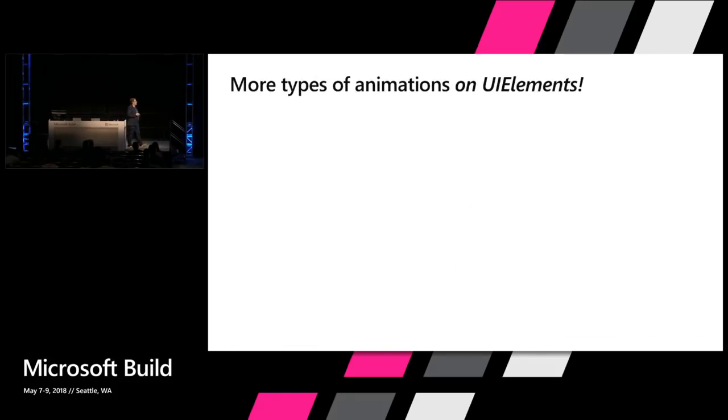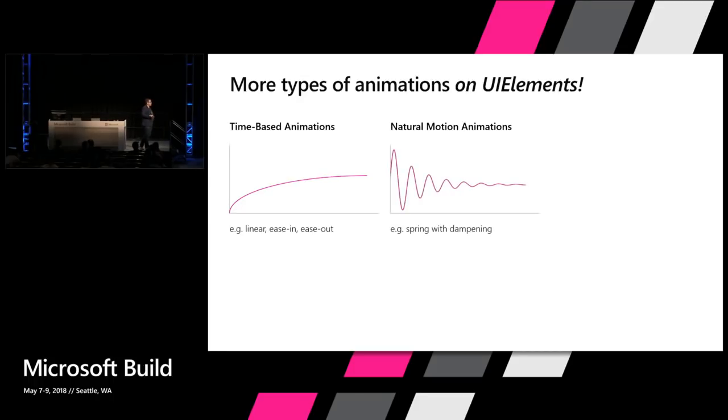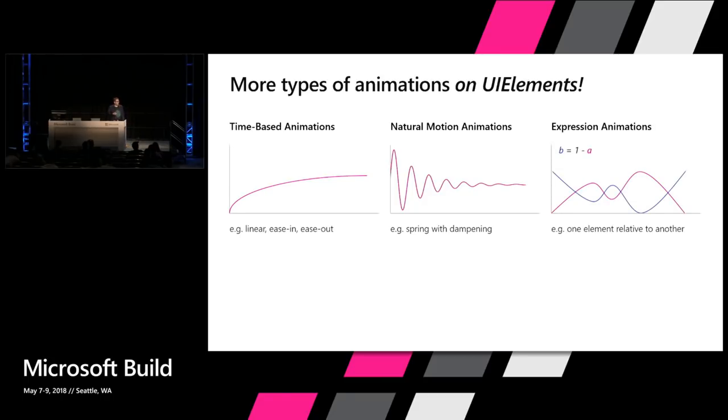But we're also supporting a lot more types of animations on UIElements. For a long time, you've been able to do time-based animations in XAML. Think of linear animations, ease in, ease out. That's what you've been able to do with storyboards for a long time. Now, directly on UIElements, in this coming release, you'll be able to do natural motion animations. Things like spring with dampening, where there are physical forces that you're modeling and specifying that control the animation. And you'll also be able to do expression animations. These are animations where the motion of one object is relative to the motion of another.